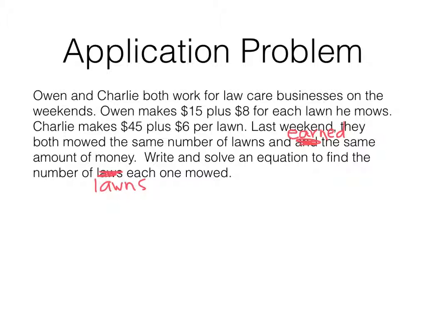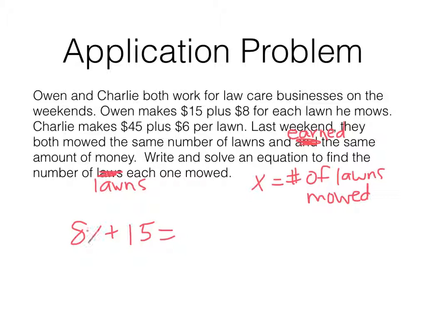Each one mowed. So, x is going to represent the number of lawns mowed. What is that called when I write that out just like that? That's called defining a variable. So I define my variable. Let's write Owen's side of the equation. Owen makes $15 plus $8 per lawn. $8 per lawn means 8 times the number of lawns. So 8x plus 15 is the amount of money Owen makes for x lawns. Charlie makes $45 plus $6 per lawn. And there's our equation. Let's solve it.